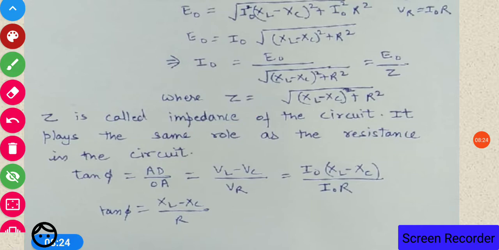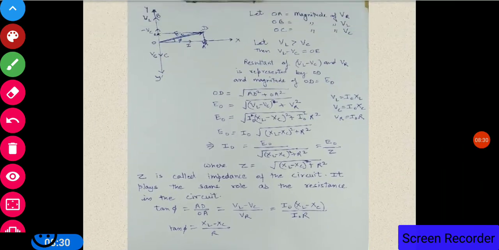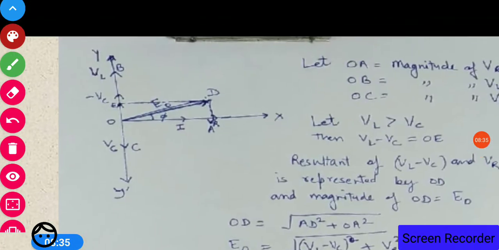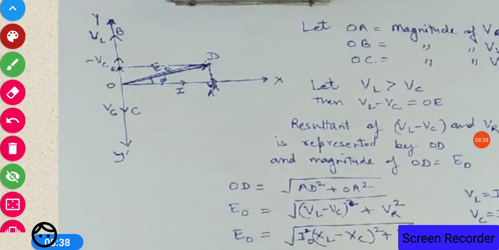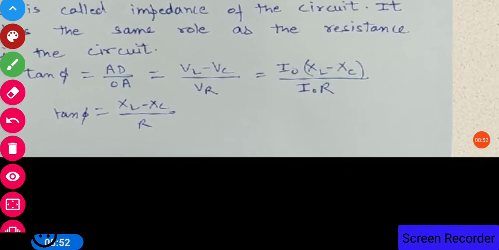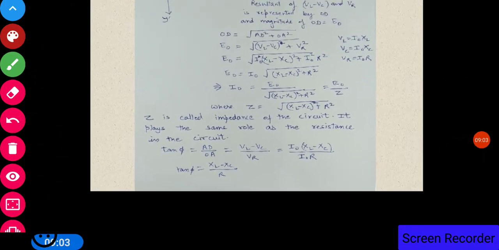Now from the figure we can find out the value of tan phi. Just look in the figure. Now from here tangent phi is the AD upon OA, and AD is equal to VL minus VC. So tan phi is equal to VL minus VC upon VR. So in place of tan phi we can write VL minus VC upon VR, or I naught XL minus XC upon I naught R, or tan phi is equal to XL minus XC upon R.